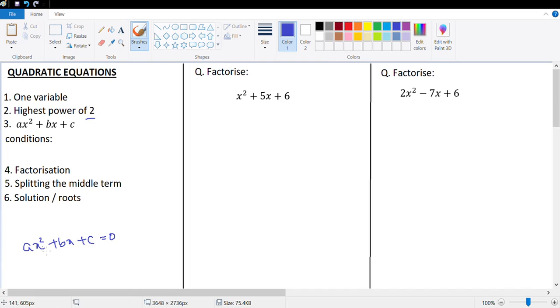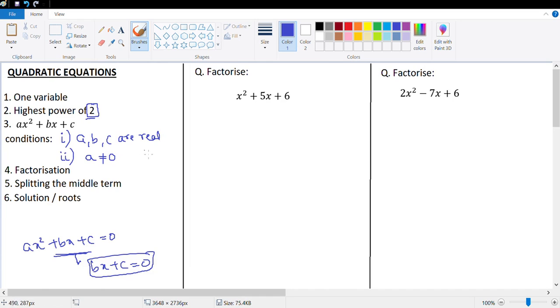There are certain conditions for it to be called a quadratic equation. A, b and c have to be real numbers. Obviously not imaginary but real numbers. And the most important condition, a cannot be 0. Why can't a be 0? Because if a was 0, then this equation would get converted to bx plus c is equal to 0, where the highest power is 1, whereas the condition is the highest power has to be 2. So a cannot be 0 and a, b, c are real numbers.